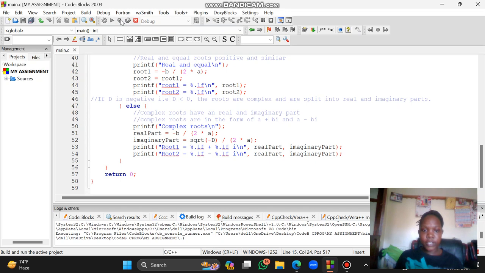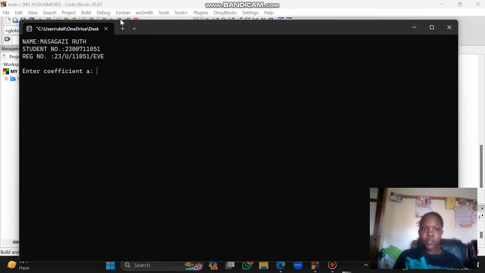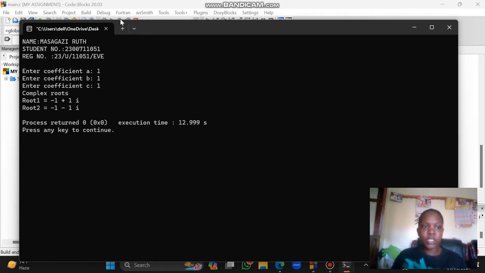When we run it for the first time, we are going to check for the complex roots. Let us say my first coefficient is 1. Then the second one is also 1. Even the third one. It gives us complex roots. This is in the form, I said a plus bi, then a minus bi. So this negative one is my a, and then this positive one is my b.